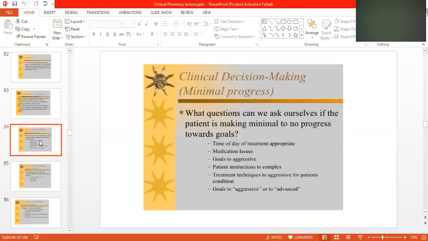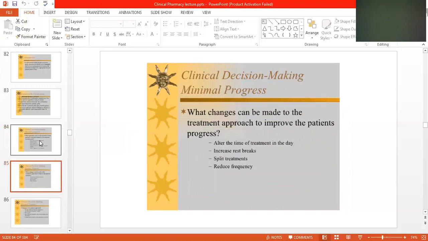So after that, clinical decision making, minimal progress. What questions can we ask ourselves if the patient is making minimal to no progress towards goals? Is the time of day of the treatment appropriate? Medication issues? Goals too aggressive, patient instruction too complex, treatment technique too aggressive for the patient's condition, goals too aggressive or too advanced. These are all things we have to see.